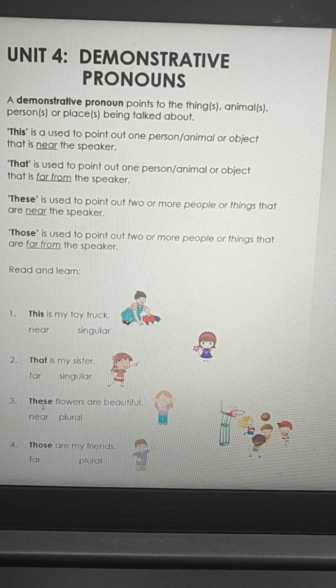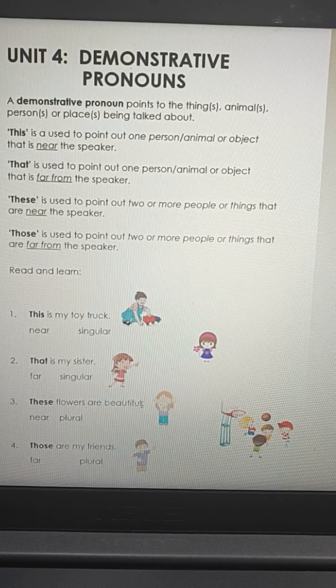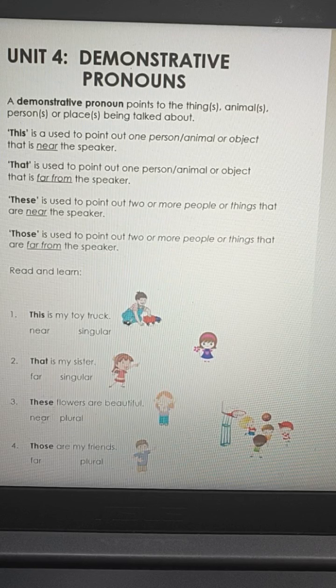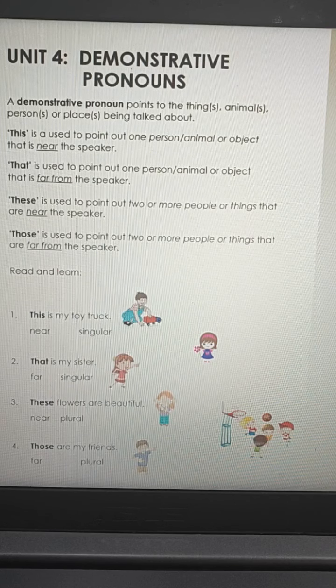The third one, these flowers are beautiful. So these refers to near. You see, you are standing here with the flowers, right? So this is near. And flowers, there are many flowers, so it's plural. So we use these.